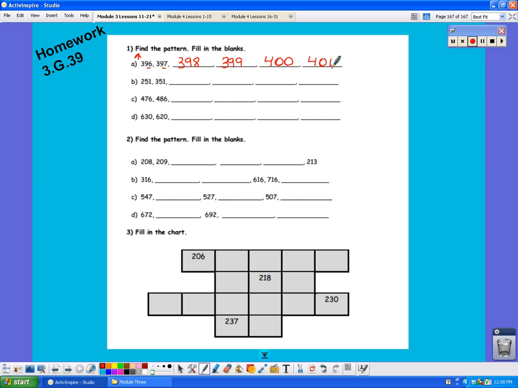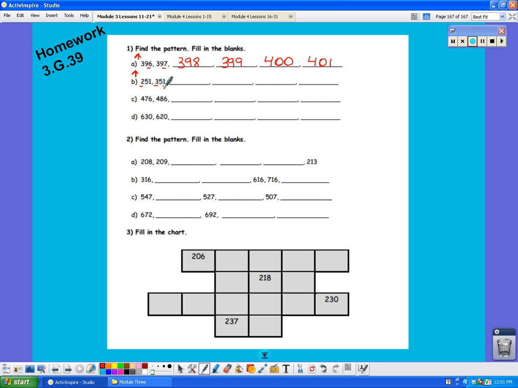251, 351. Looks like we're counting up by hundreds because our hundreds are the only numbers that are changing. We still have 5 10s in both numbers and 1 1 in both numbers, but our hundreds are different. So let's continue to count up by hundreds.